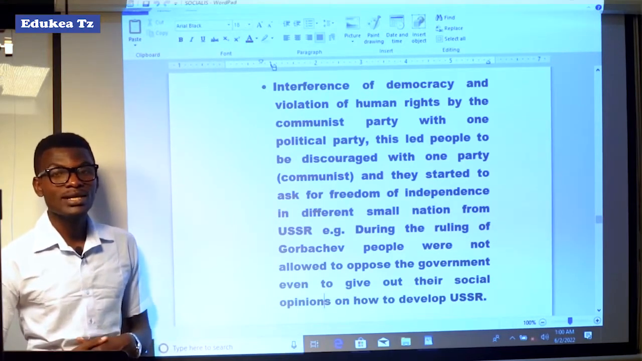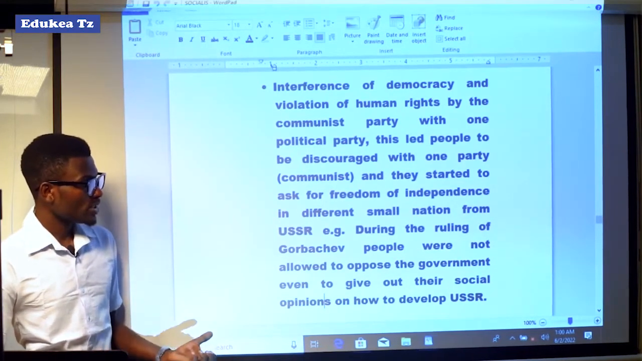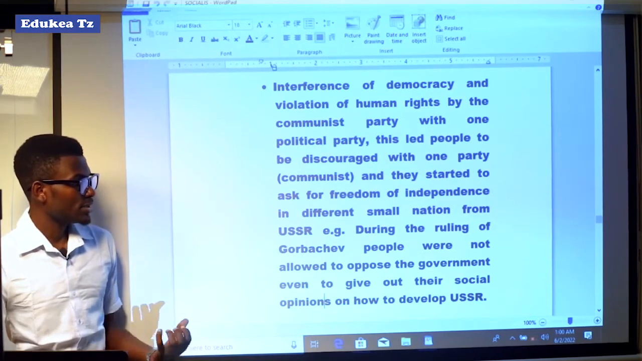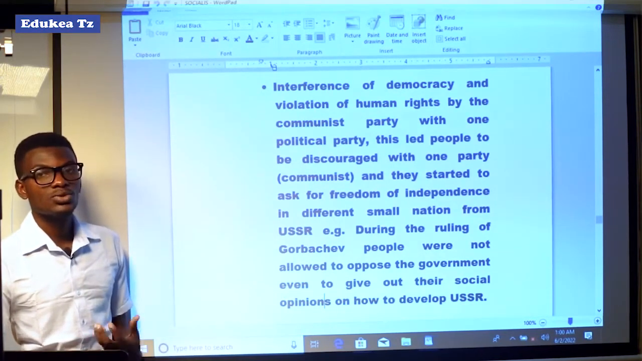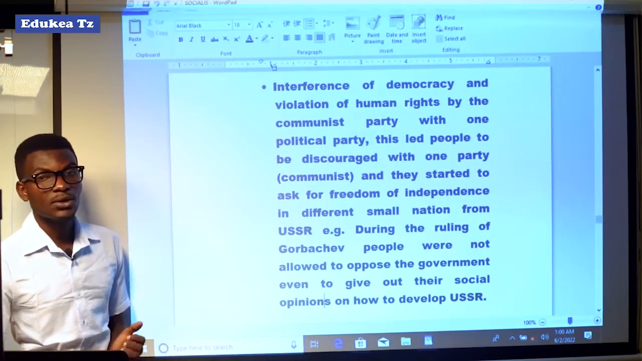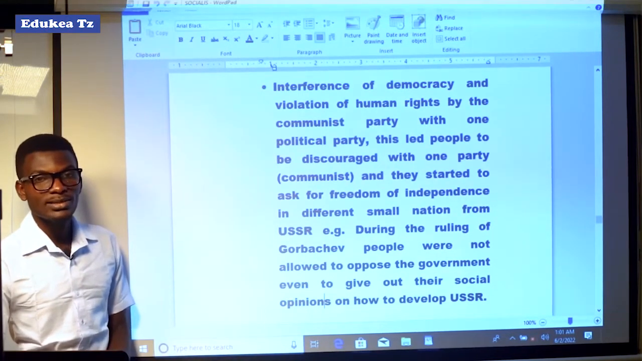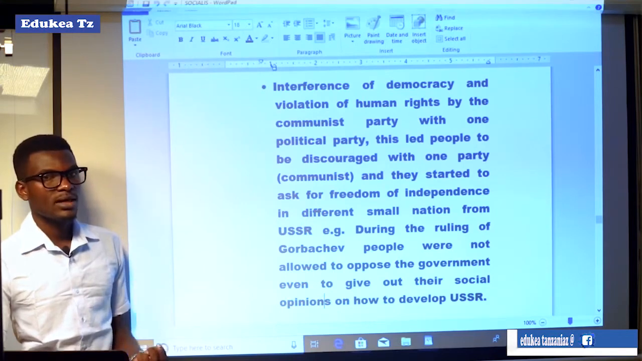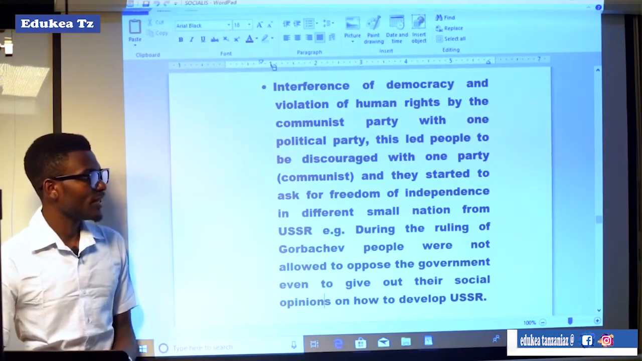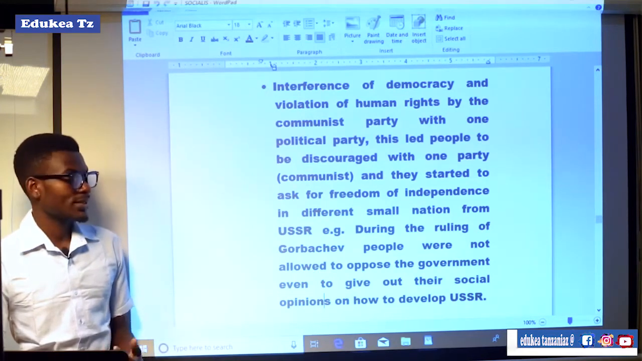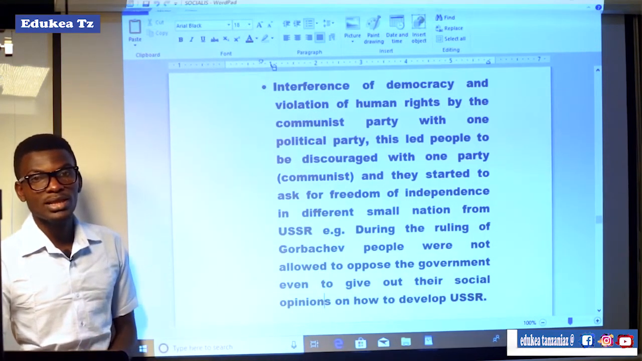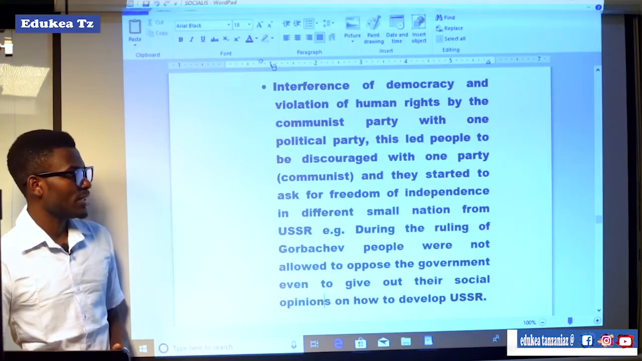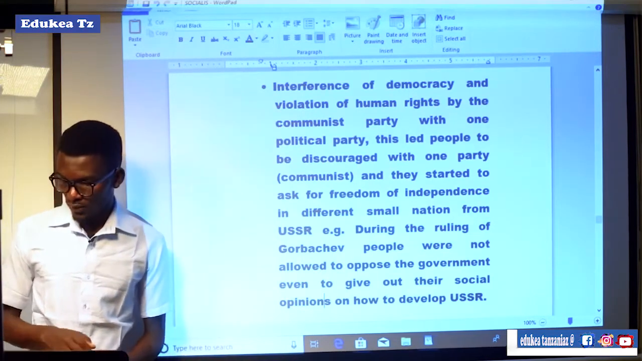During Mikhail Gorbachev's leadership there was mass violation of human rights and democracy. People had no right to argue or to suggest anything to the ruling government, and that is why people decided to rise up and demand the democracy and human rights that were violated. In one way or another, that marked the disintegration of the USSR, as the small nations in the USSR started to demand freedom and independence, and that led to its collapse.